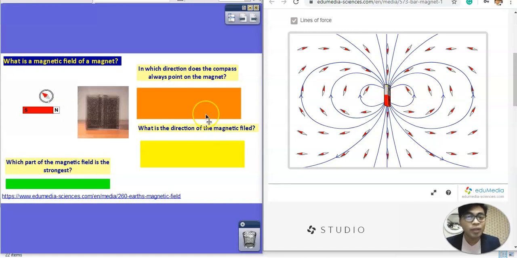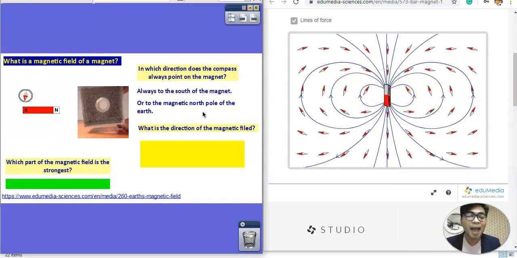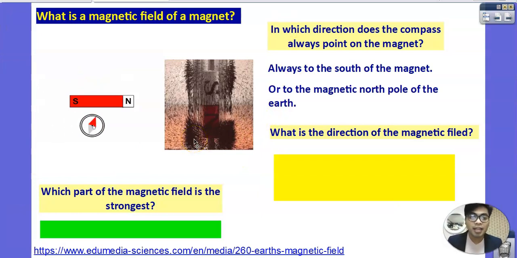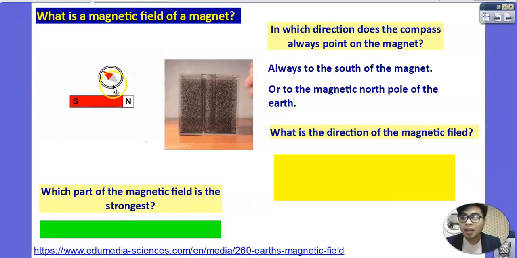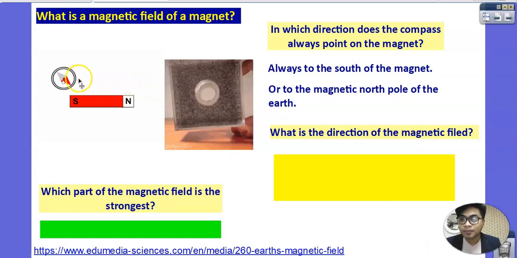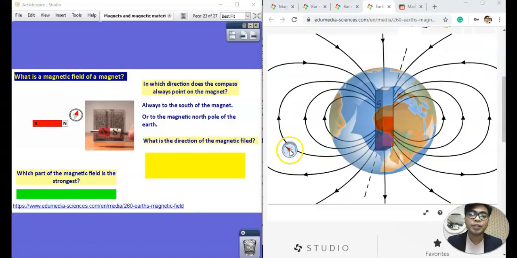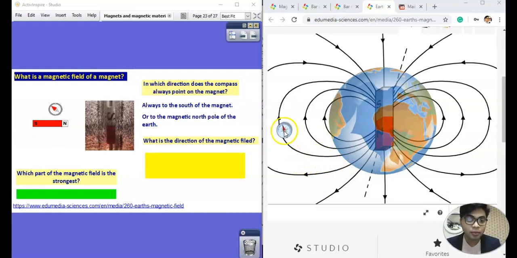In which direction does the compass always point on the magnet? Always, it points to the south of the magnet. So from the north, the direction is always going to the south. So if you look in here, the compass always points from the north going to the south. Since the Earth is a very big magnet, let's confirm it. I have a compass right over here, and the red ones will always point to the south.